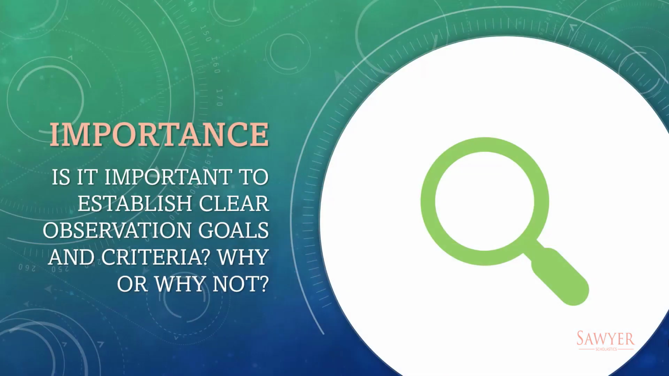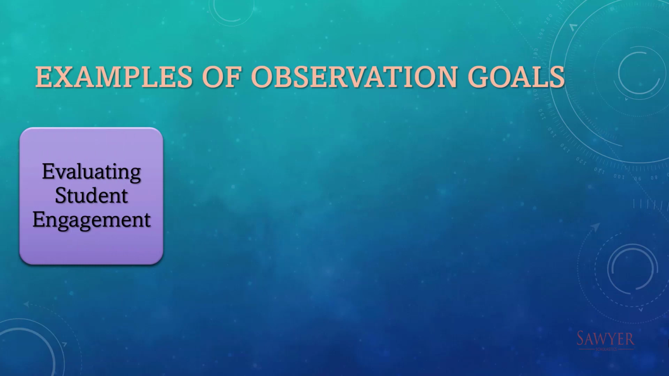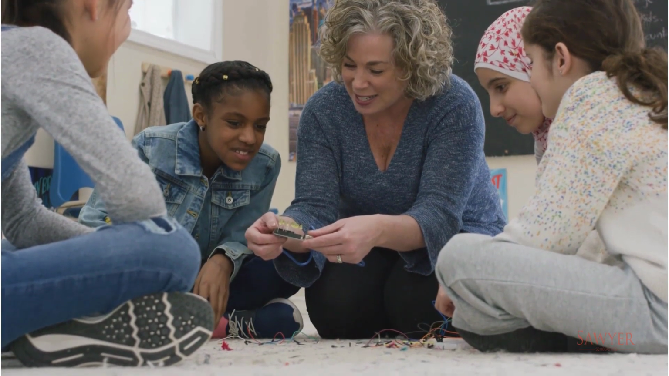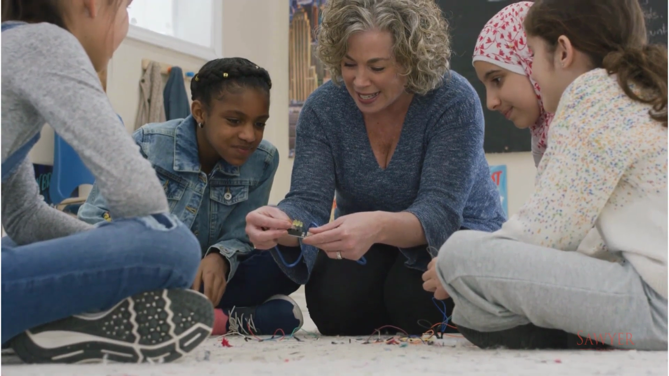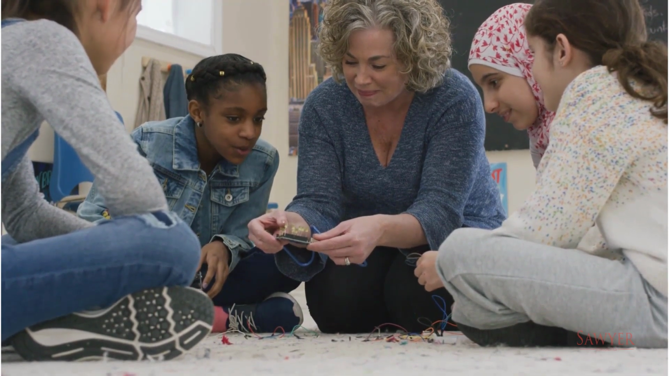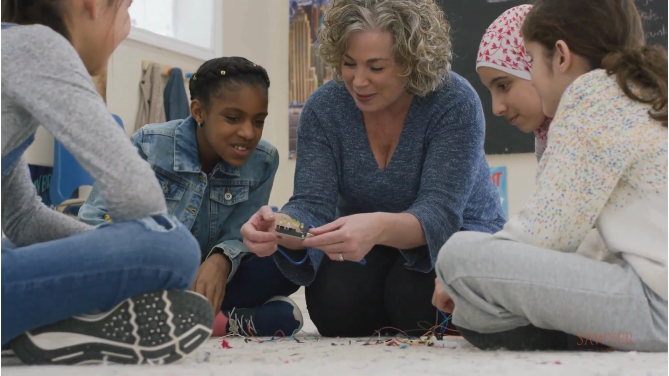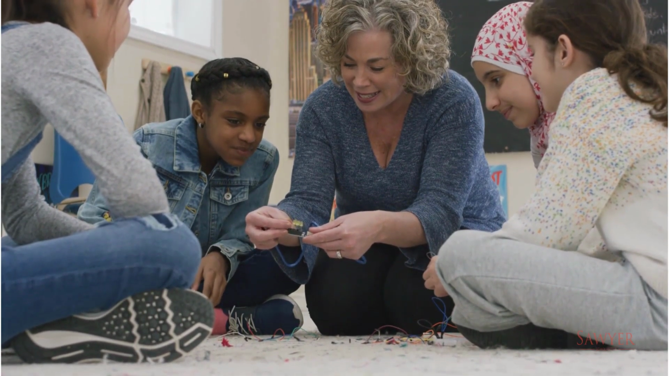In order to get to that point, we have to consider some examples of observation goals themselves. The first goal that we might want to consider is evaluating student engagement. So when we have observations in mind, whether they be formal observations, informal observations, or even a self-evaluation with the video-based observations, that's the one where we can do self-reflection, self-evaluation, and self-improvement, and also with peer observations.